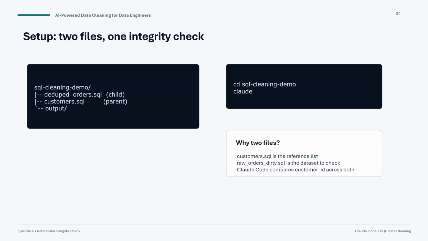Now let's check the setup here. For this demo, we have two SQL files. The first file is customers.sql. This contains our valid customer records and acts as a reference table. The second file is deduped orders, which we received from a previous deduplication step. This contains order records that need to be validated. We launch Claude Code inside our project folder and ask it to compare the customer ID values across both the files. So the objective here is very simple. Find orders that reference customers that do not exist.